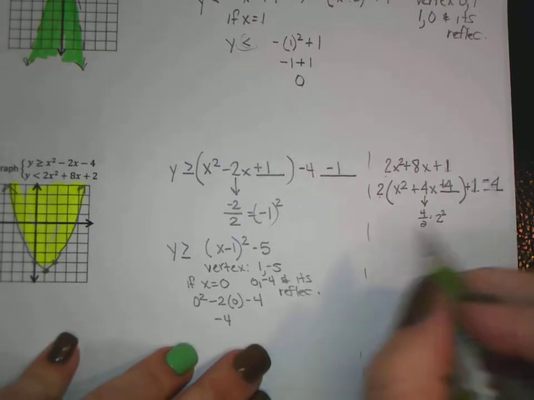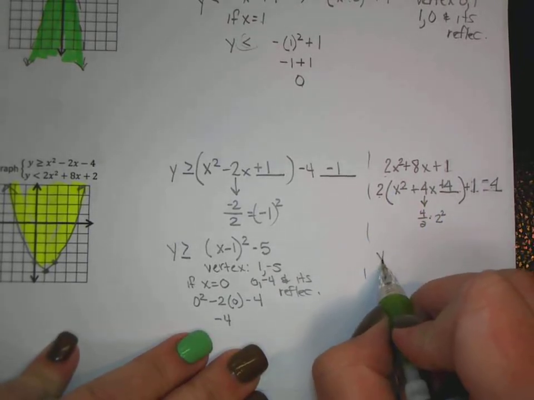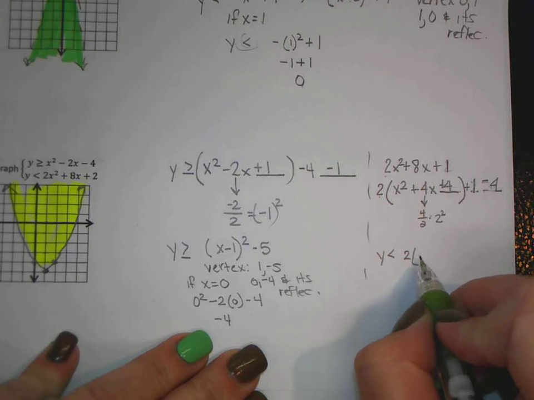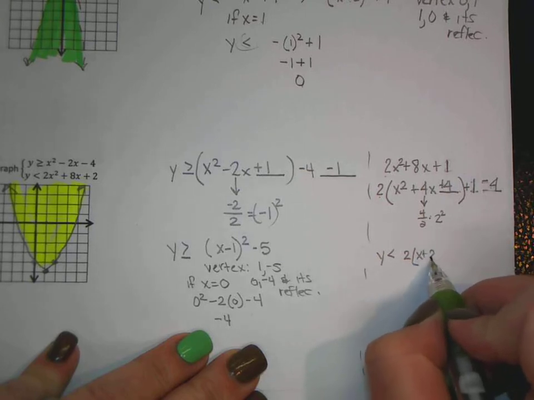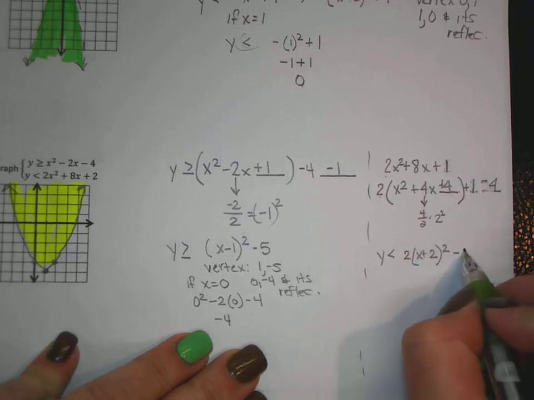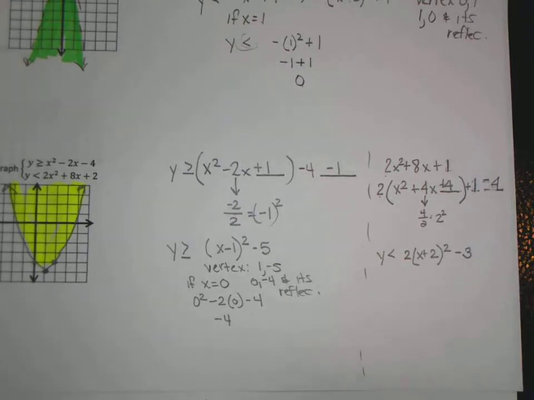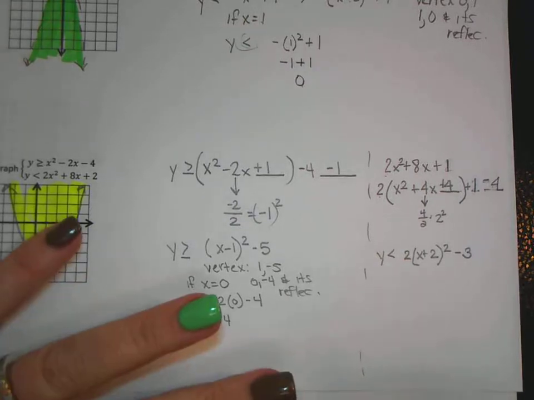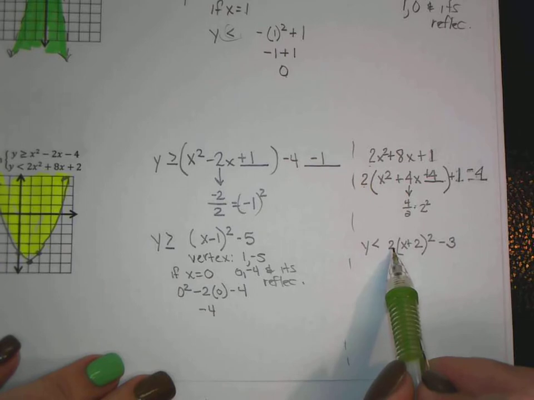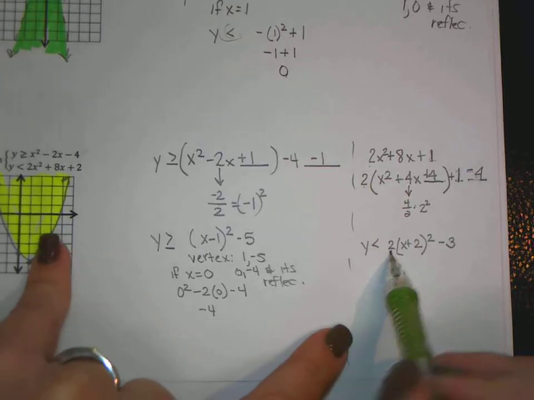Sorry. Okay. So perfect square trinomial. So now you have y is less than 2 times x plus 2 squared minus 3. All right. Now I want you to be careful here because there is a change. You factored this 2 out at the beginning. Anytime you factor something else out, it's going to change your vertex a little bit.